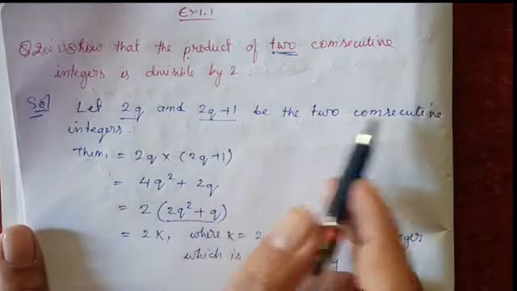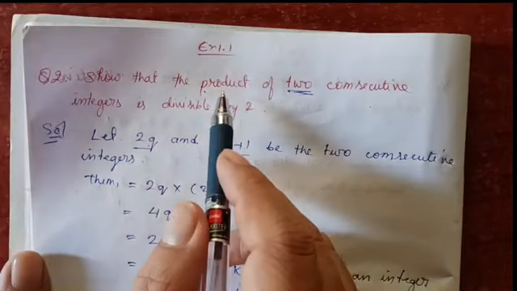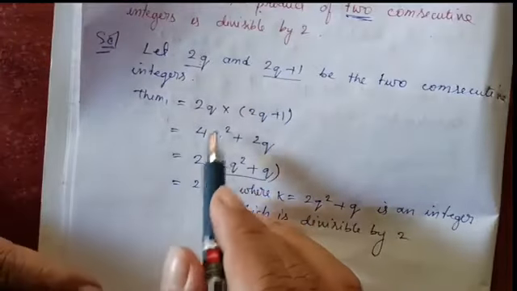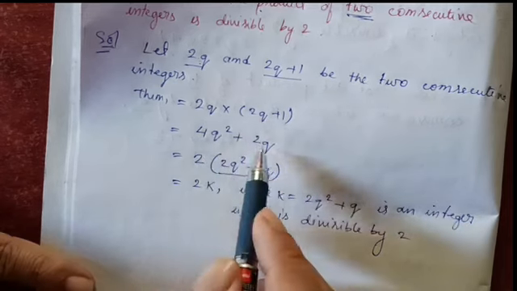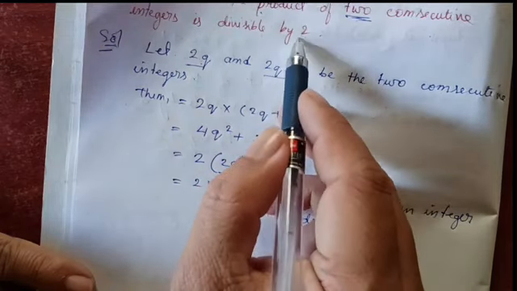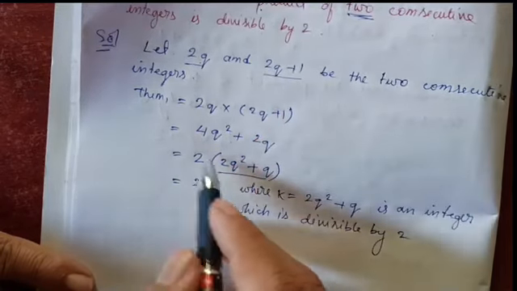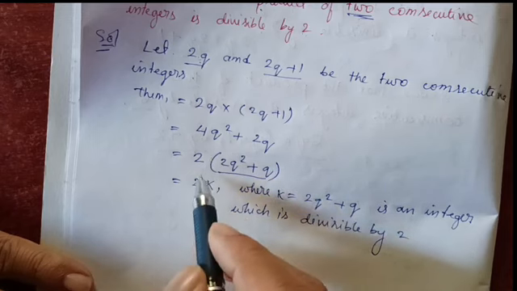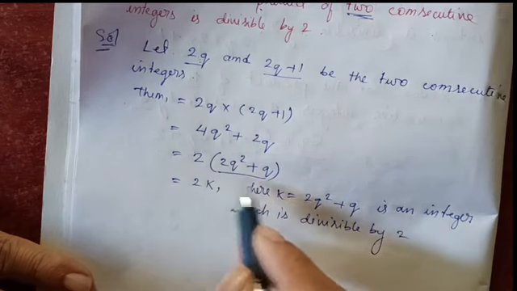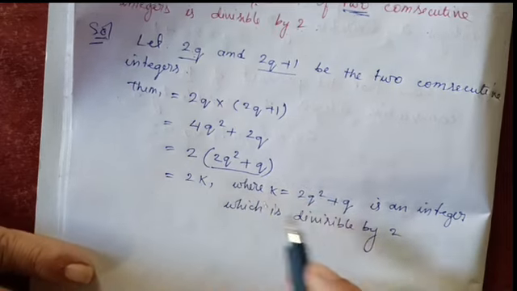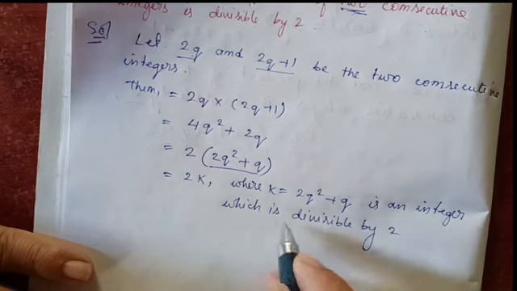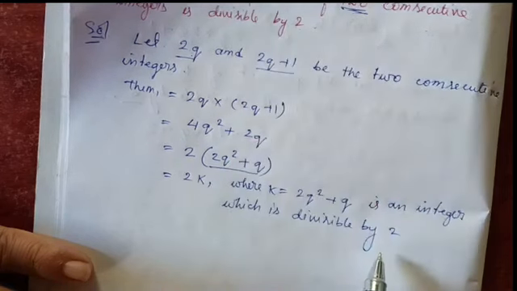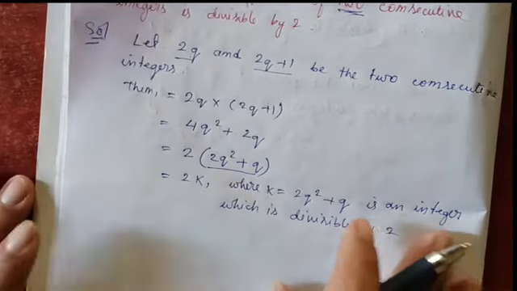2q and 2q plus 1 be the two consecutive integers. Then the question says find the product, so we find out the product. Product means we find it only by multiplying. So we multiply, then we find the product. Then the product should be divisible by 2, so we divide by 2, then we get the answer. Then k will replace the values inside the bracket. So you can show here k equal to 2q square plus q is an integer which is divisible by 2. Okay, then let us try the next question. You will understand more.